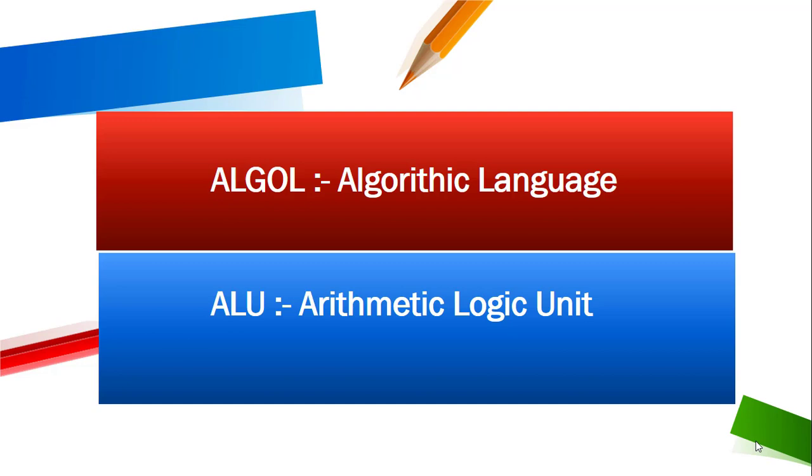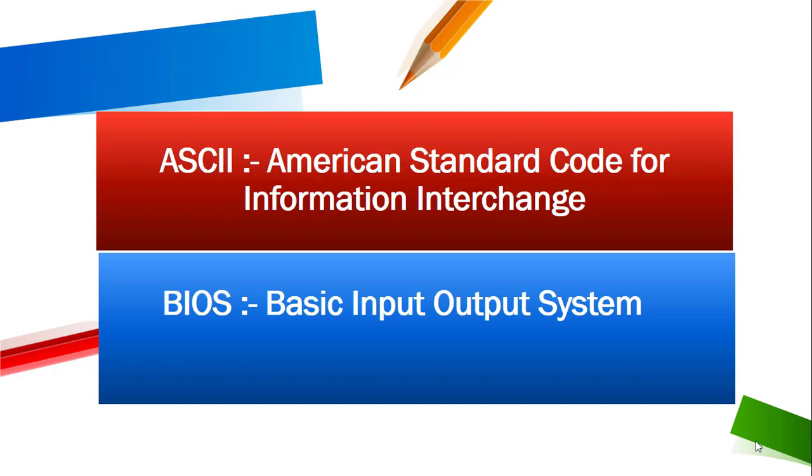ALU is one of the critical and important parts of the system unit, and all the arithmetic operations such as addition, subtraction, multiplication and division are usually performed in ALU, and also logical operations such as AND and NOT. These all operations belong to ALU, that is Arithmetic Logic Unit.